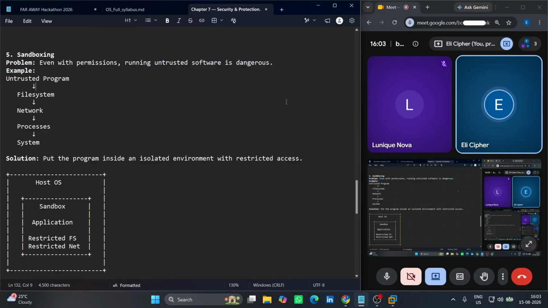If I run untrusted software on my particular device with permissions, it is dangerous, right?